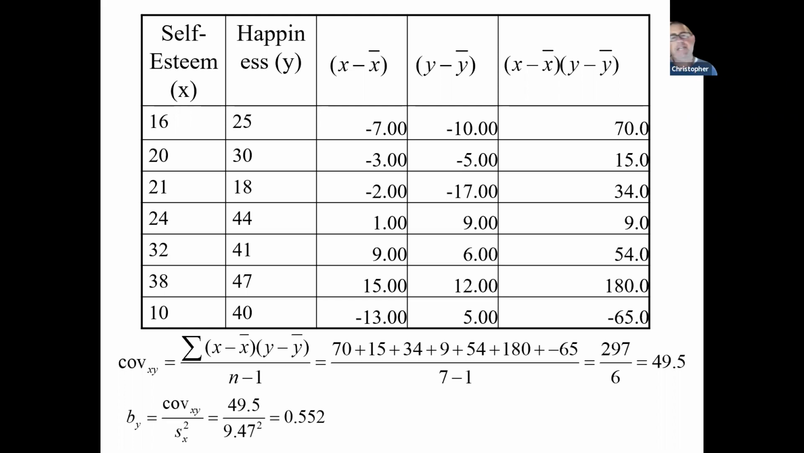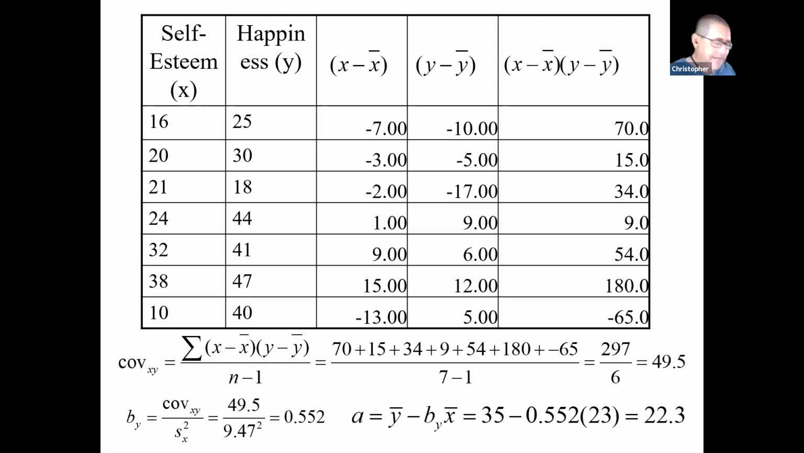And then the y-intercept is just a function of both means and the slope. So the mean of 35 minus 0.552 times 23 gives us a y-intercept value of 22.3. So that is the slope and the y-intercept. Slope, very much like the calculation of the correlation, only the denominator is different.